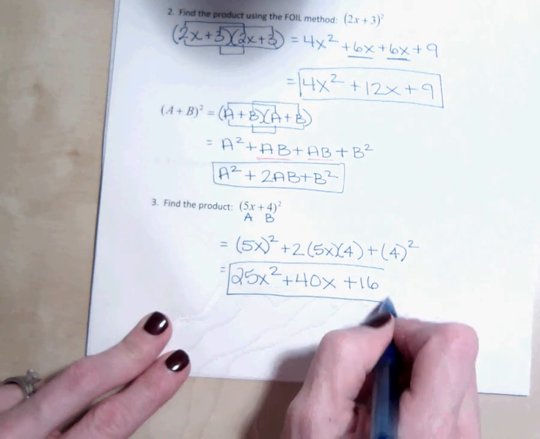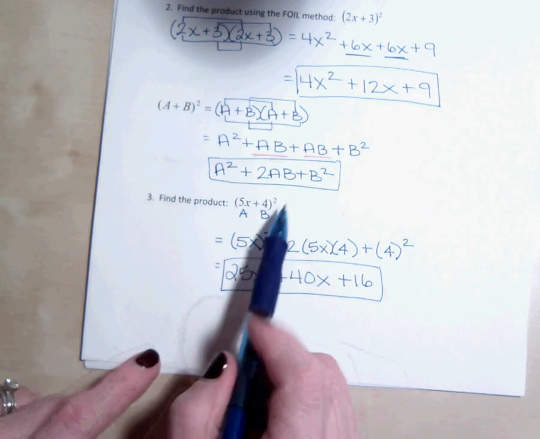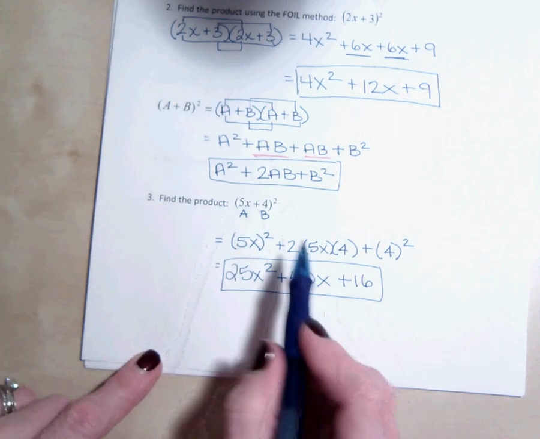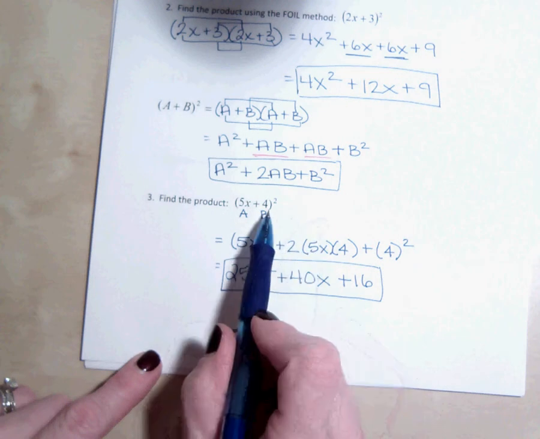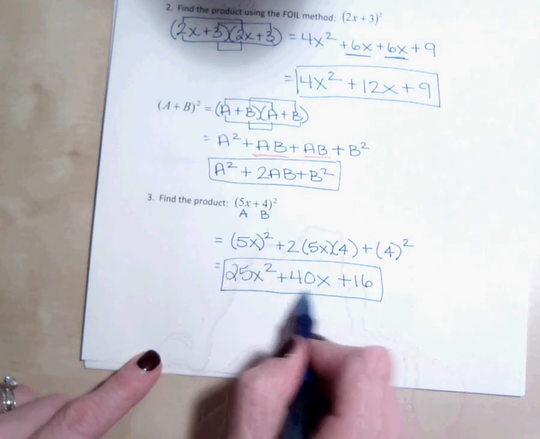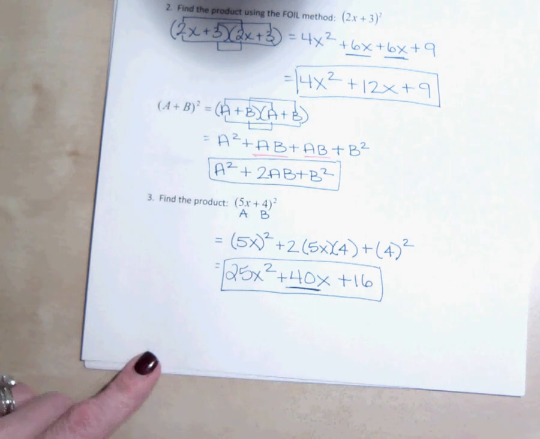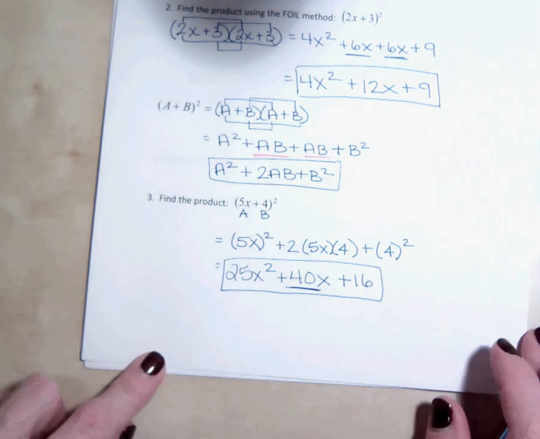And again, if you're not comfortable using the formula just yet, if you'd rather write it out and do FOIL and combine like terms in the middle, that's absolutely fine. If you would have done FOIL on this one, you would have got 25x squared plus 20x plus 20x plus 16. And your 20x's in the middle would be your 40x right there. So it's up to you. Until you feel comfortable using the formula, you can do FOIL.